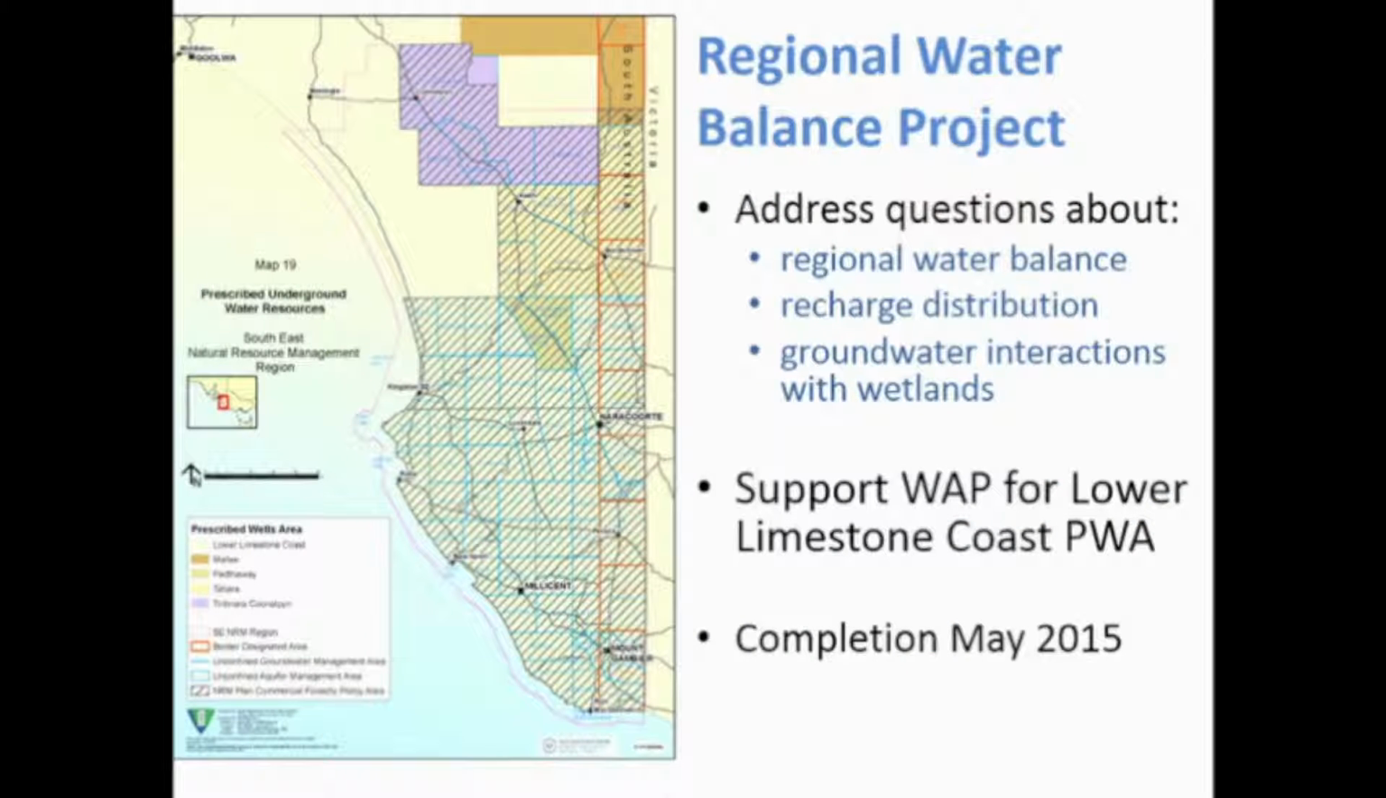The motivation for the project is gaps in our understanding of the regional water balance for the southeast, recharge distribution and groundwater interactions with wetlands. There's a number of wetlands in the southeast that are Ramsar listed, so it's important to understand the processes associated with those. Ultimately, the project will support water allocation planning for the Lower Limestone Coast, prescribed Wells area.